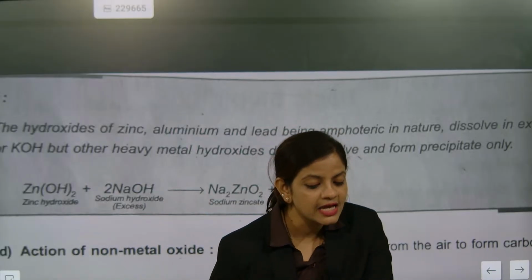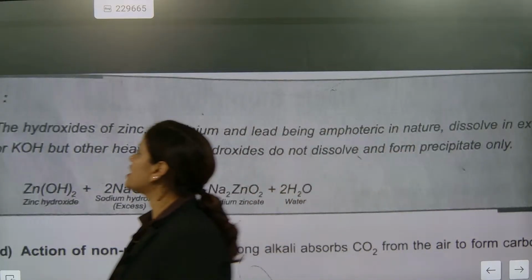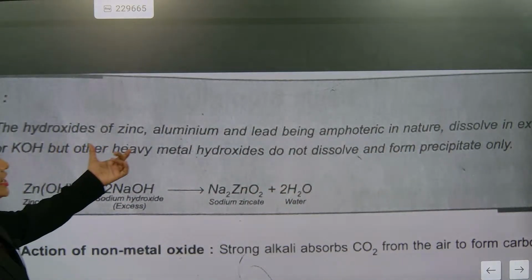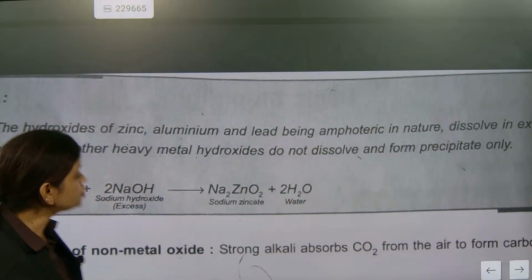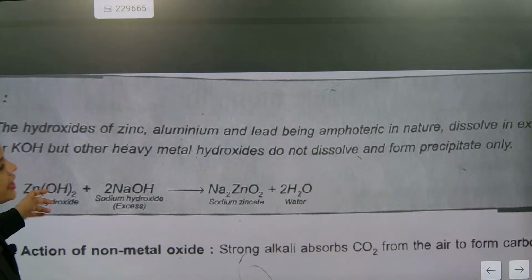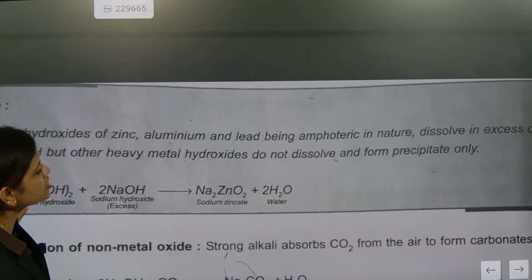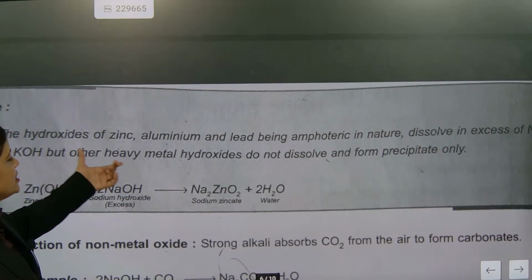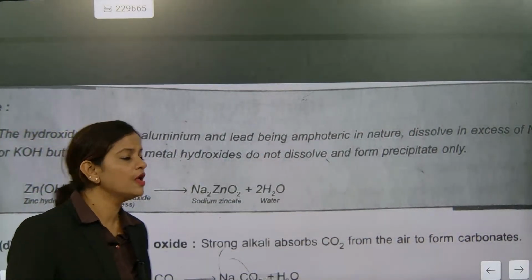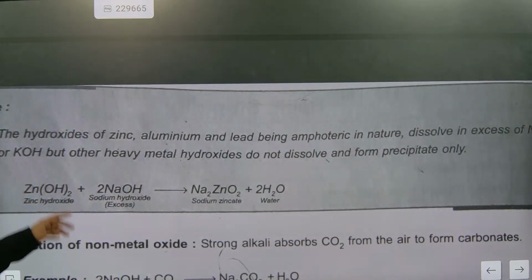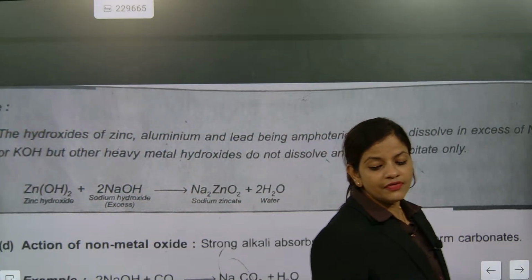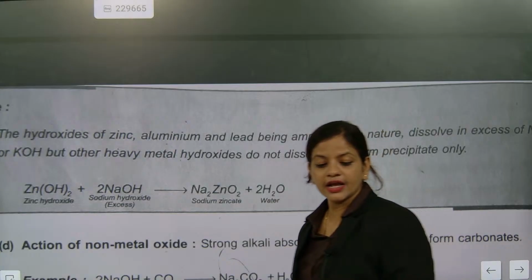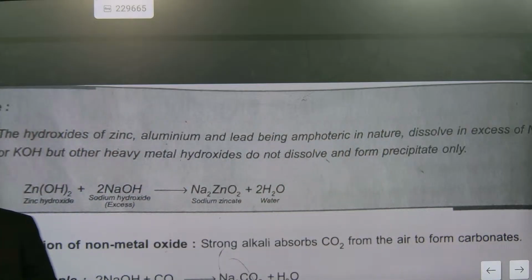That means I am called amphoteric. So amphoterics are what? The hydroxides of zinc, aluminium and lead. What are they? Amphoteric. Understood? Because they dissolve in excess of KOH, but other heavy metal hydroxides do not dissolve. So what all are amphoteric? Zinc, aluminium and lead. Always remember the names of amphoterics. What are they? Can you tell me?